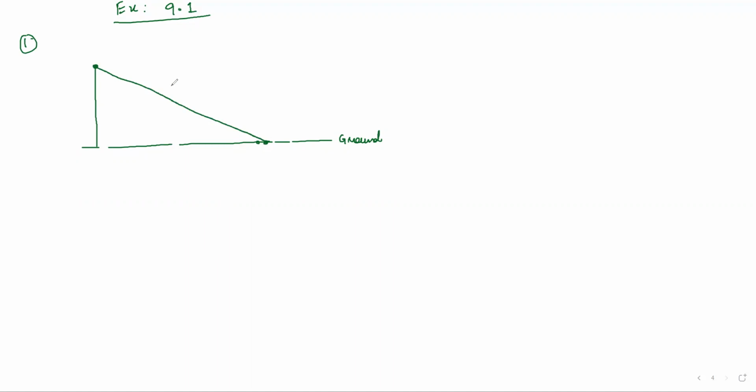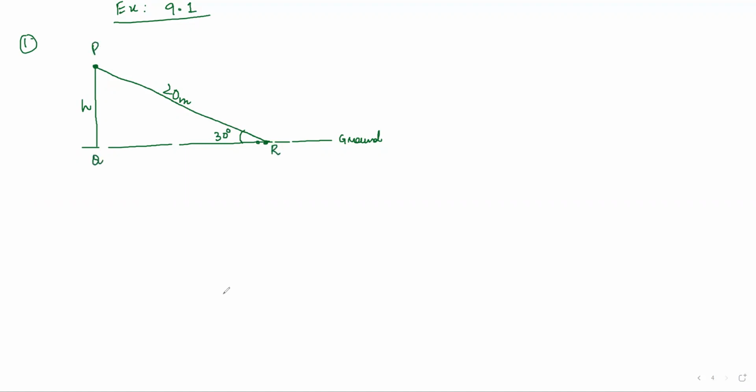20-meter long rope. So this is given, 20-meter long. Find the height of the pole. So you have to find this height of the pole, if the angle made by the rope with the ground level is 30 degrees. So this angle is given. This is 30 degrees. Okay, so you can give some name to this triangle. Let's say PQR.